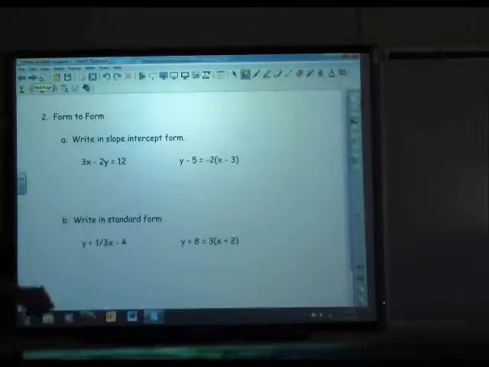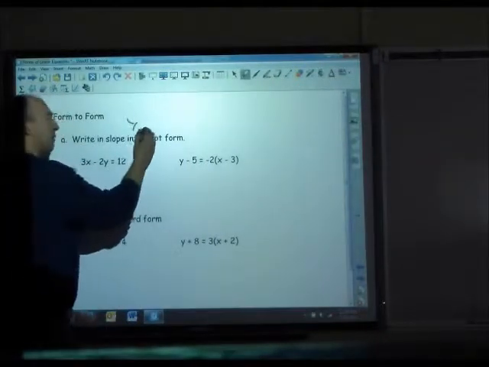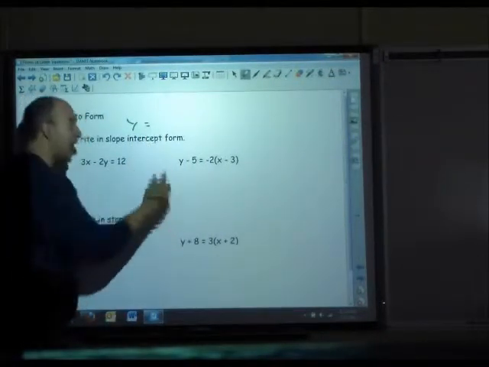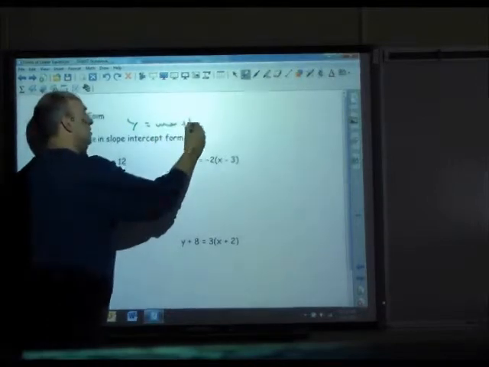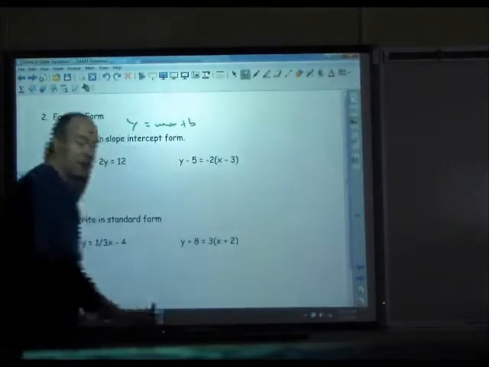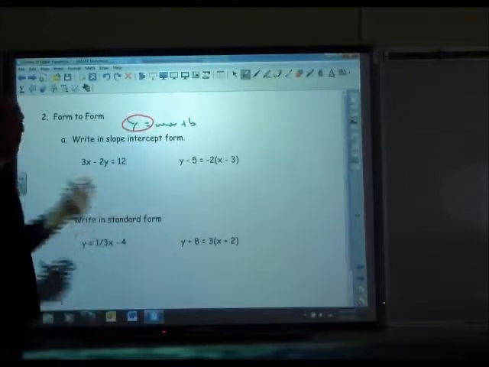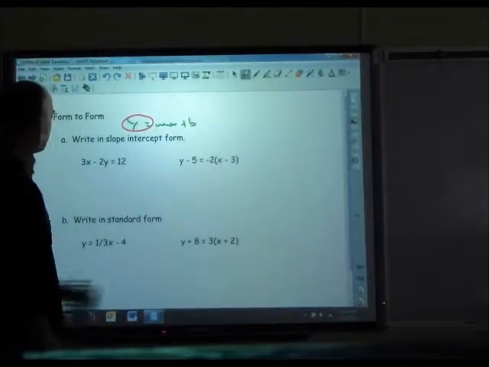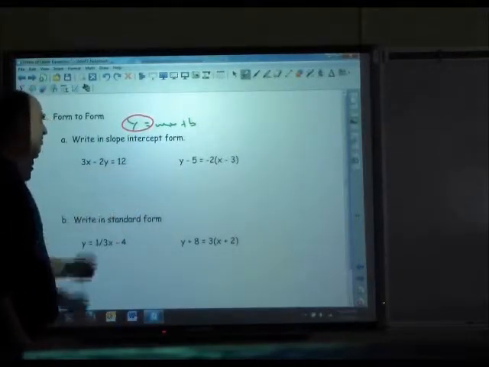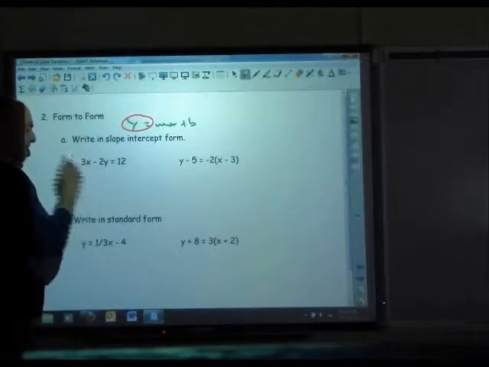It says write in slope-intercept form. The key with slope-intercept form is y equals mx plus b. So essentially what you guys have to remember for slope-intercept form is to get y by itself. Okay? So here it is. You notice this first one's in standard form. I have to get y by itself.